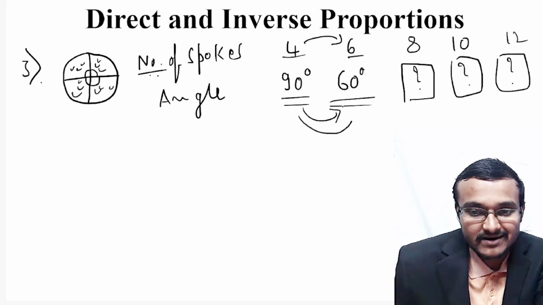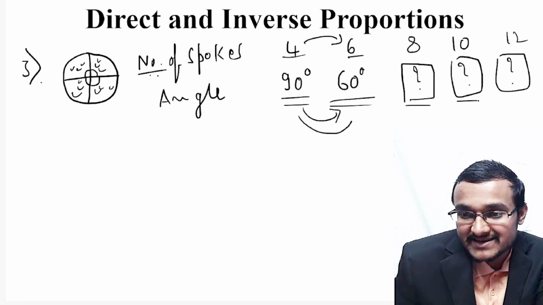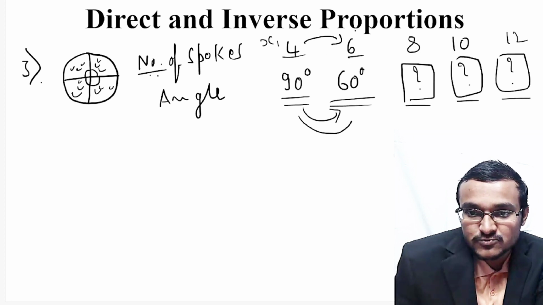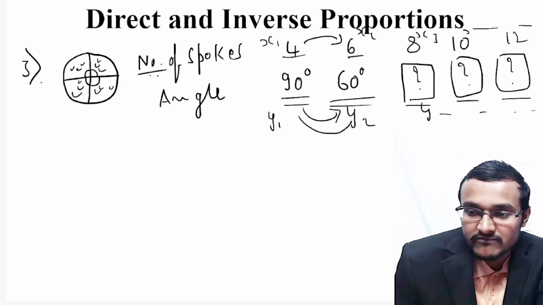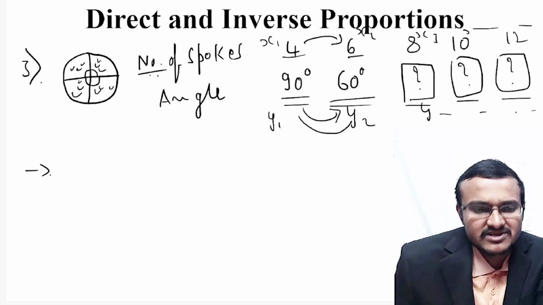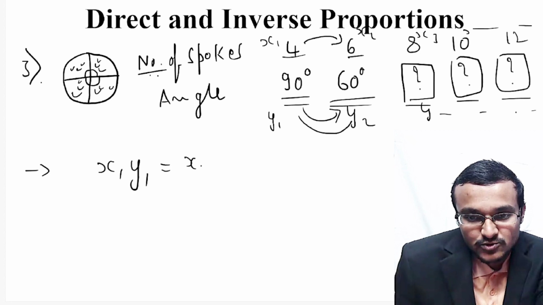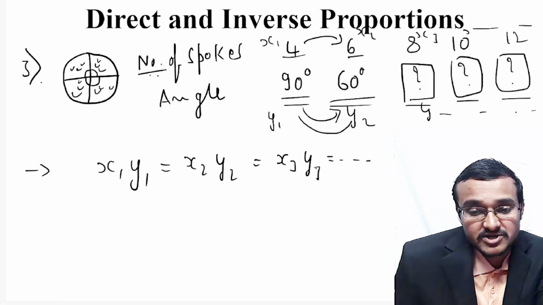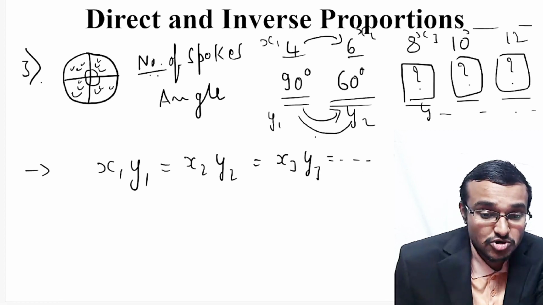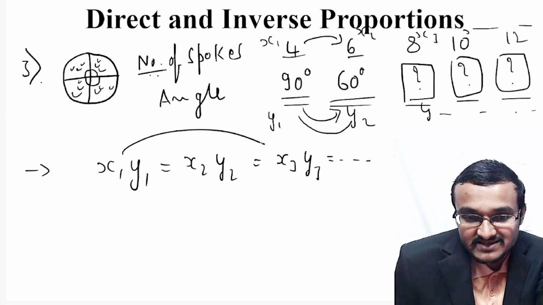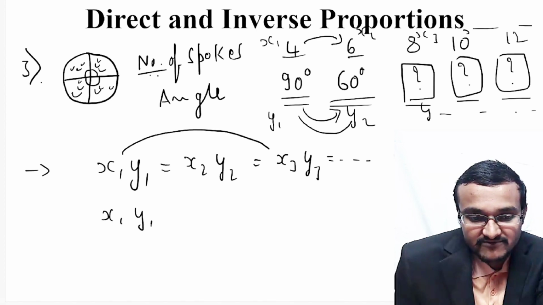So here you should calculate y3, y4, y5. If you consider these as x1, x2, x3, x4, x5, then here this will be y1, y2, y3, y4, y5. Now it is similar to the second question only. Here also you should take the same equation, x1 y1 is equal to x2 y2, that is equal to x3 y3, and like this the equation goes on. So now you should find out y3. We will take these two equations: x1 y1 will be equal to x3 y3.